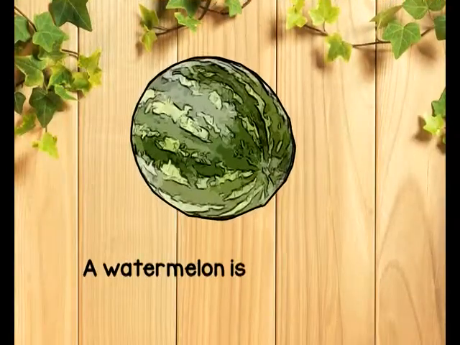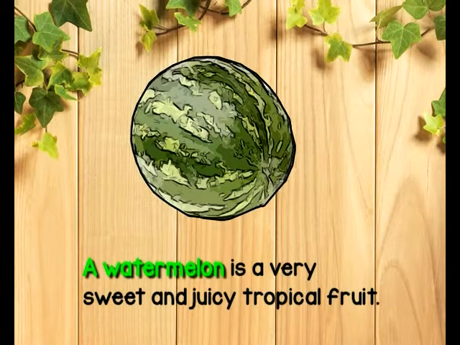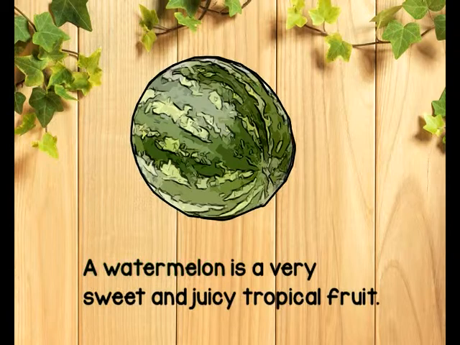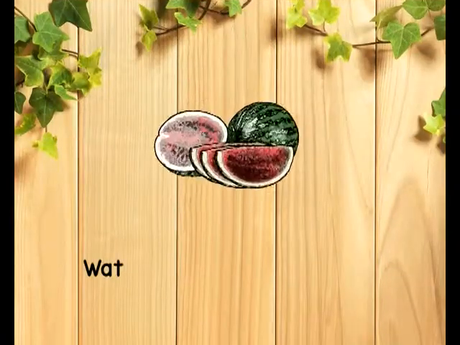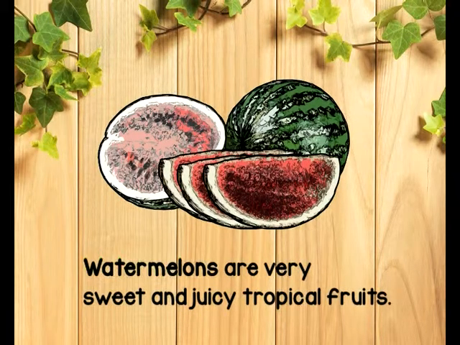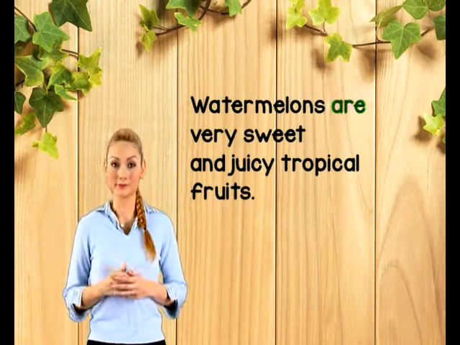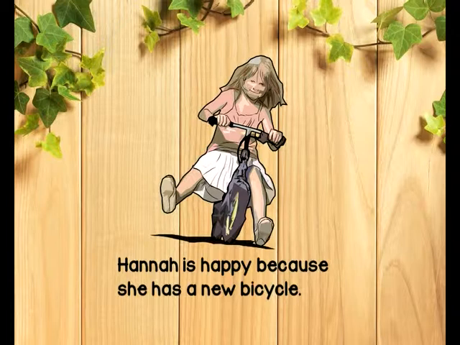Let me show you a few examples of how a subject agrees with the verb in a sentence. A watermelon is a very sweet and juicy tropical fruit. A watermelon is a singular subject, and so it takes the singular verb is. Watermelons are very sweet and juicy tropical fruits. Here, watermelons is a plural subject, and if we follow the rule, it must be followed by a plural verb. And what's the plural verb in this sentence? That's right, it's are.